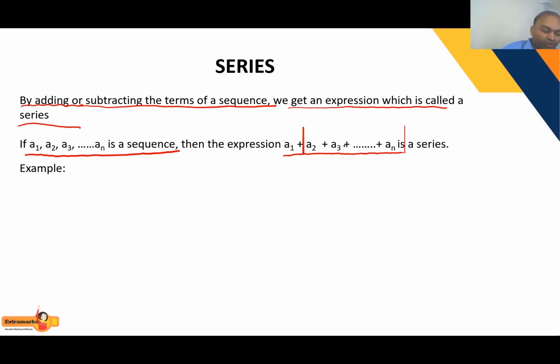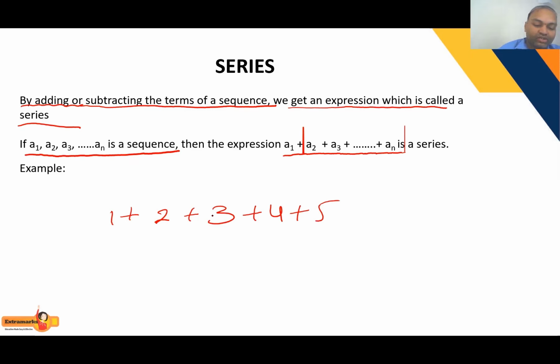Say for example, 1 plus, see previous finite sequence I wrote 1, 2, 3 like that only. Here I am writing the plus symbol. See, 1 plus 2 plus 3 plus 4 plus 5. See here I wrote only the plus symbol. So this is called a series.